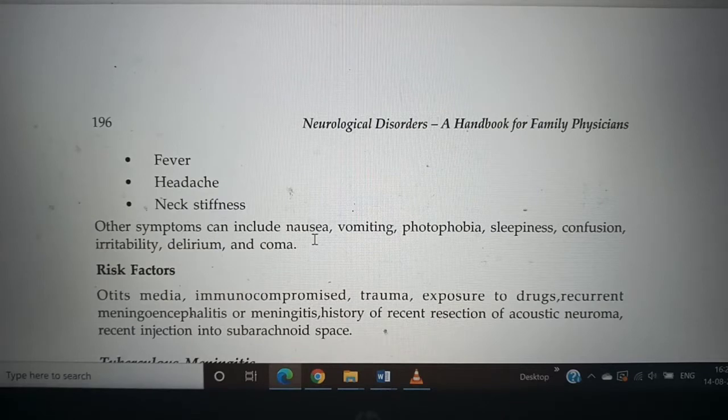Okay, so these are triads. It's a characteristic triad, we call it, because when these three occur together, we can say it is meningitis: fever, headache, and neck stiffness. See, fever and headache occur in various other infections as well, but neck stiffness is characteristic of meningitis along with fever and headache.